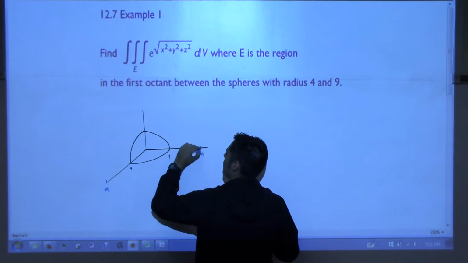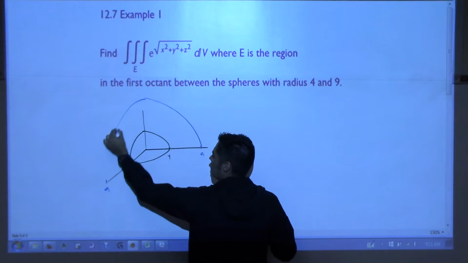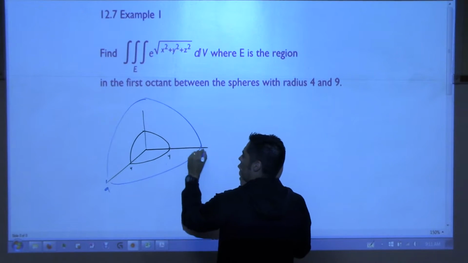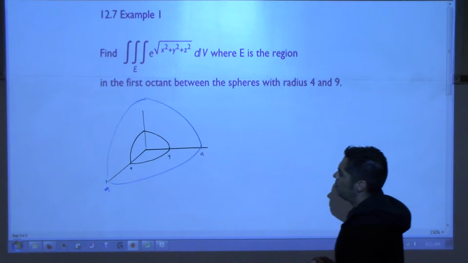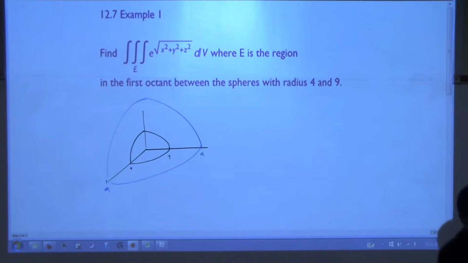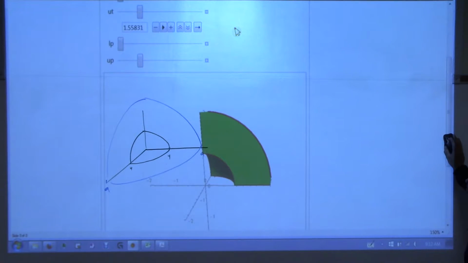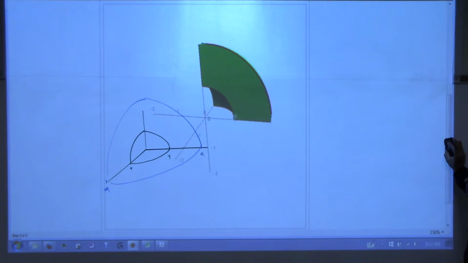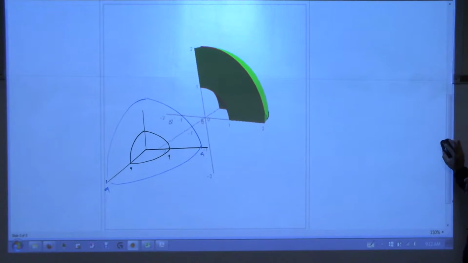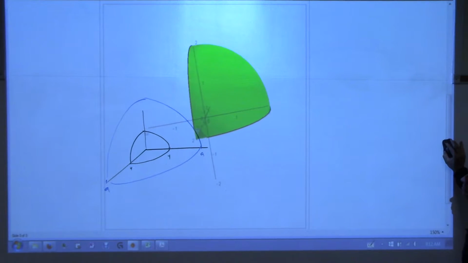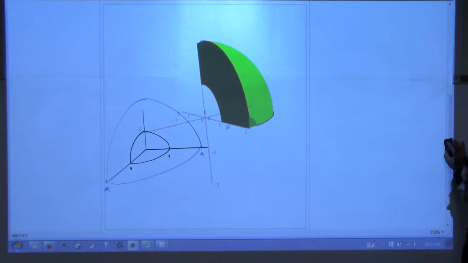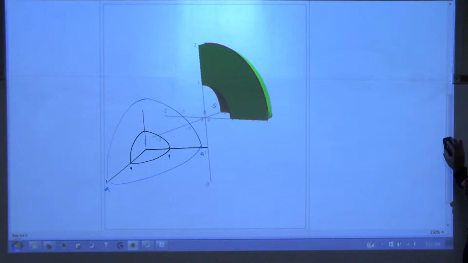Up here at 9. So it's going to go like this. Like that. And it's the region between the two. So this is exactly, well, not exactly, but very close to this picture I showed you a second ago, right? Except in the picture I showed you, the radius that we had was 1 and 2. Here it's 4 and 9. So it's this picture with that scooped out piece. It's the stuff in between.